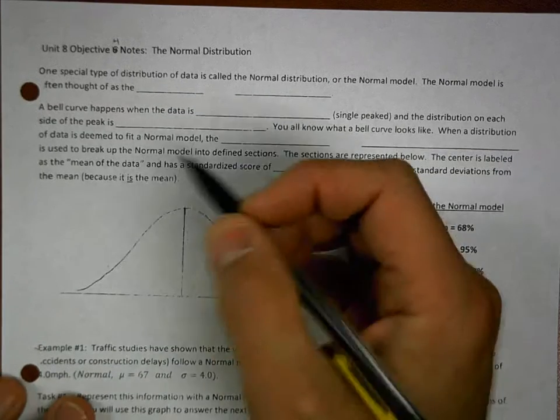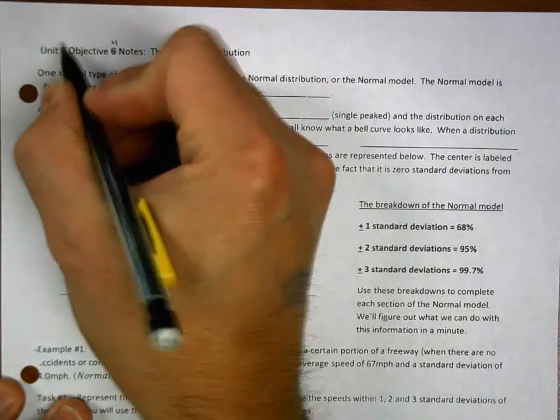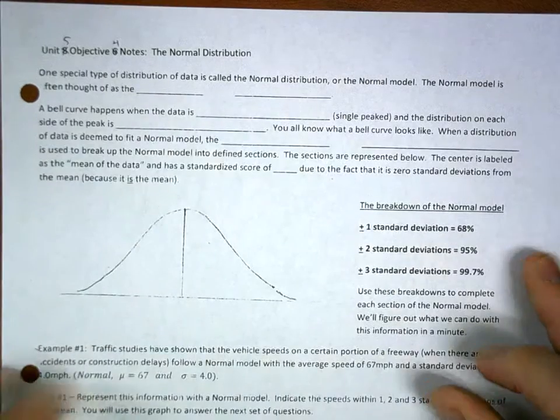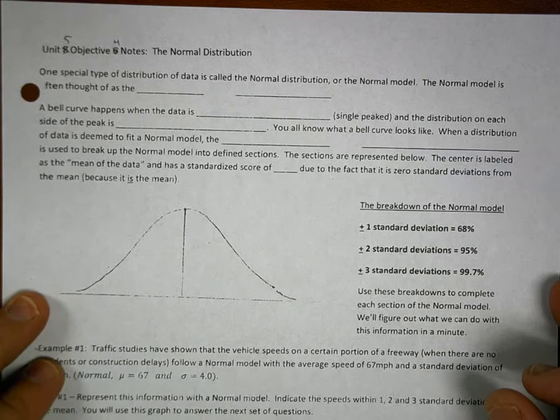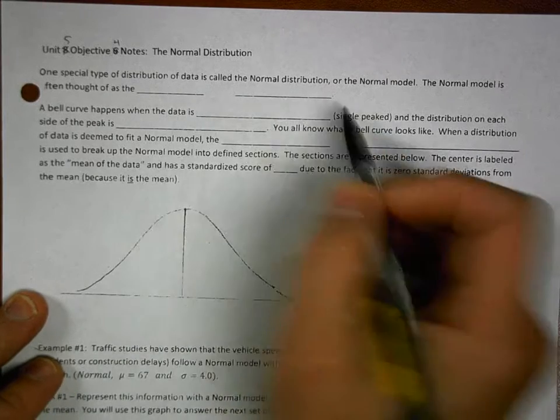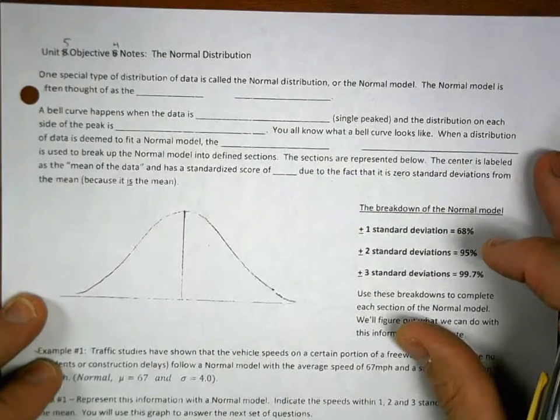Okay, on lesson 5, this is actually 5.4a, because we're splitting this up. We're going to look at normal distribution and standard deviation. Let me start reading this. We'll start filling some of this stuff in.